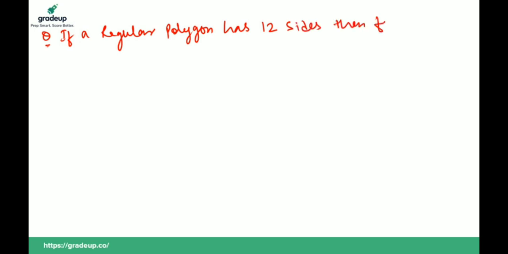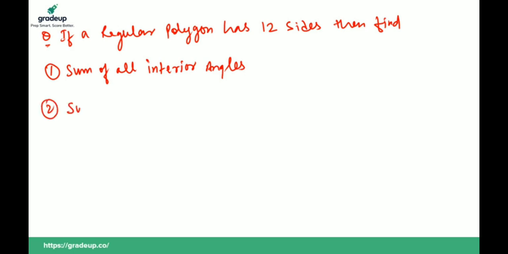Guys, please tell me, if a regular polygon has 12 sides, then find: number 1, sum of all interior angles; number 2, each interior angle. Yes, Sai Krishna, I will tell you. Yes, guys, you can also comment in the comment box.